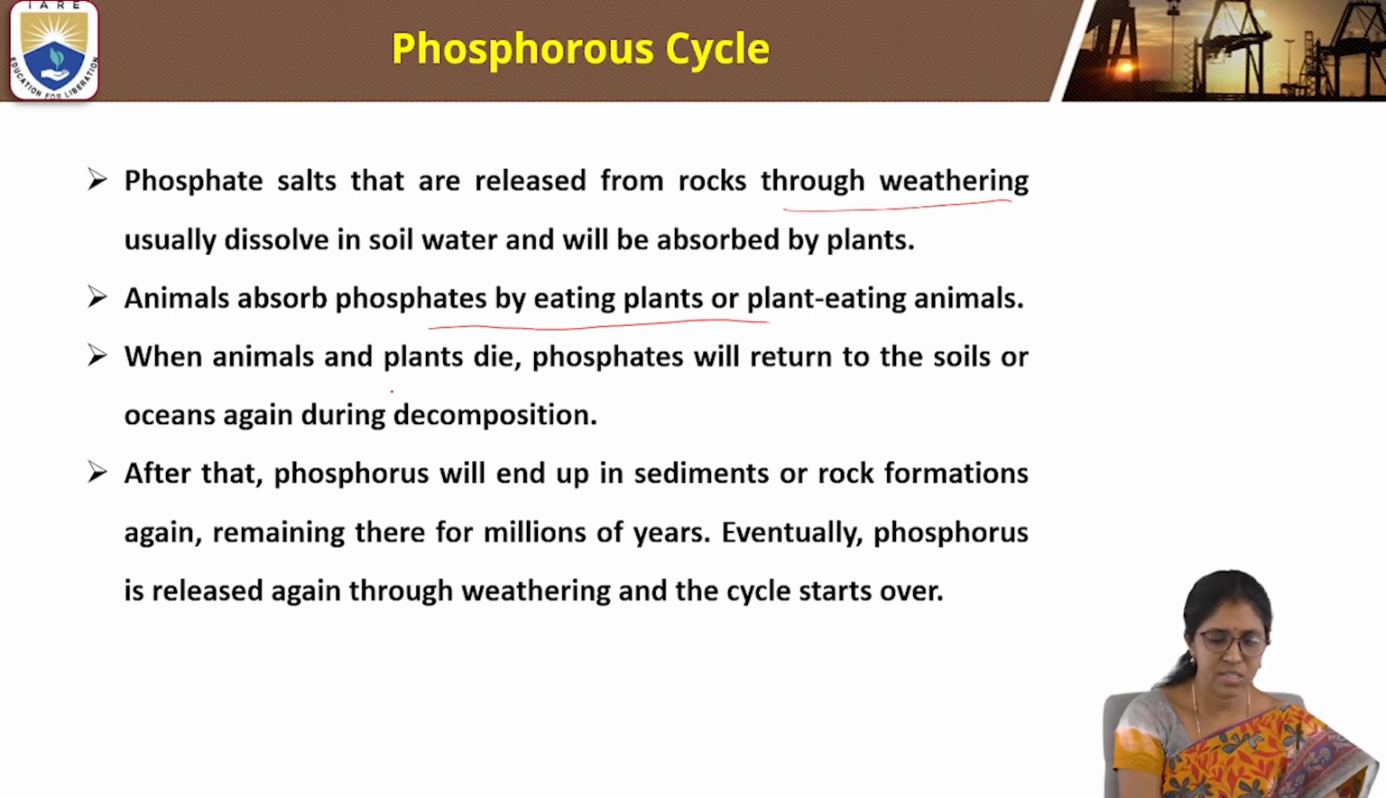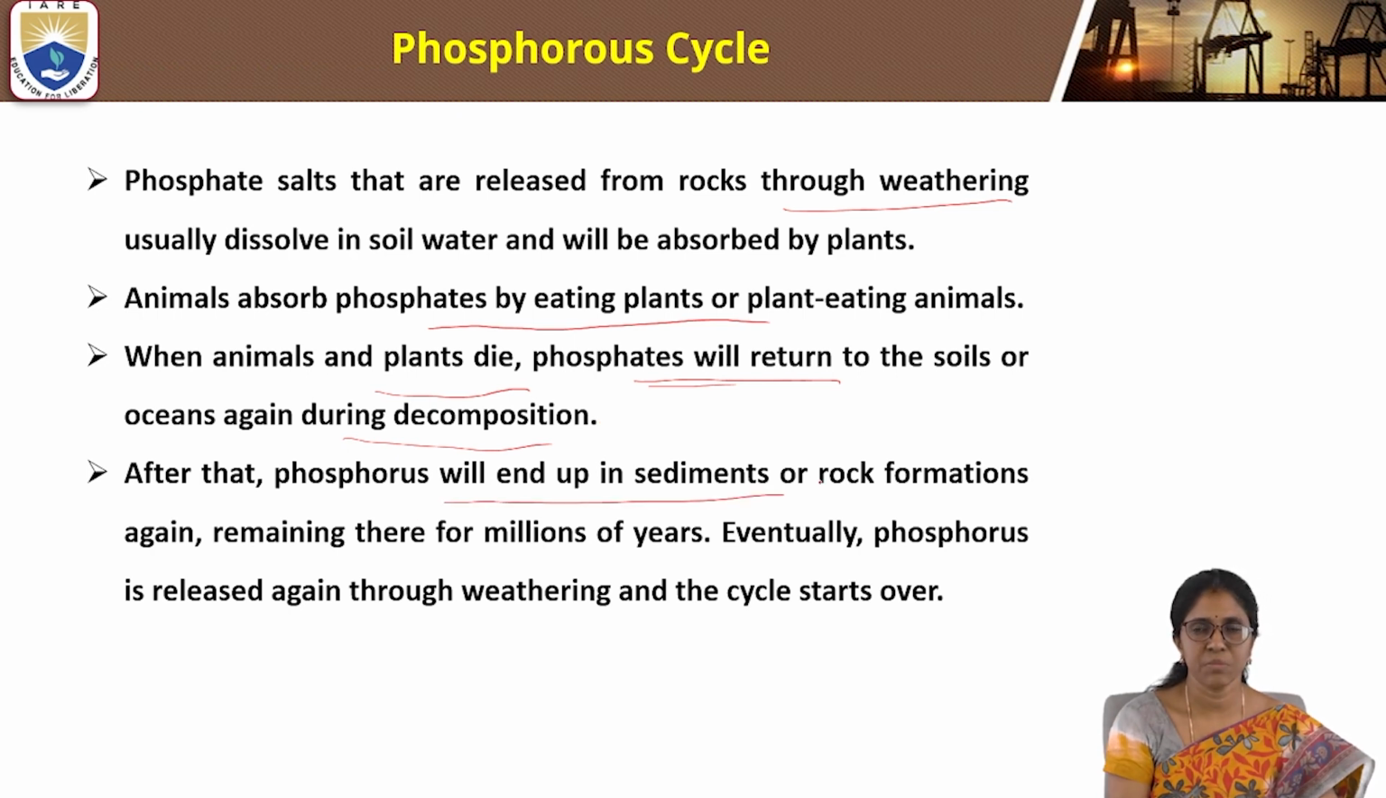When animals and plants die, phosphates will return to the soils or oceans again during decomposition. After that, phosphorus will end up in sediments or rock formations, remaining there for millions of years. Eventually, phosphorus is released again through weathering and the cycle starts over.